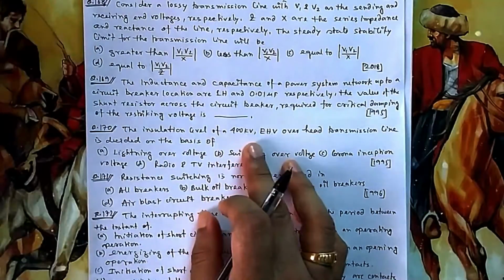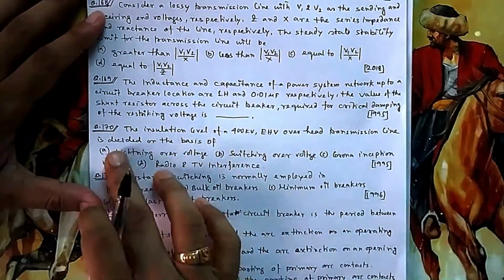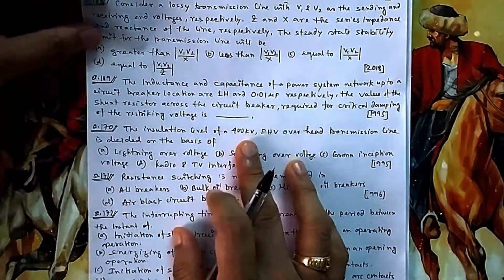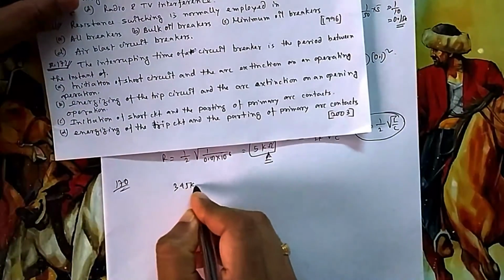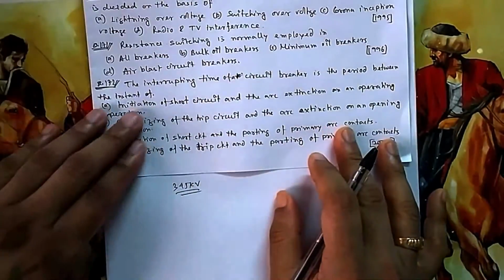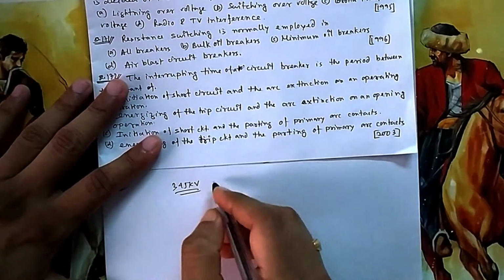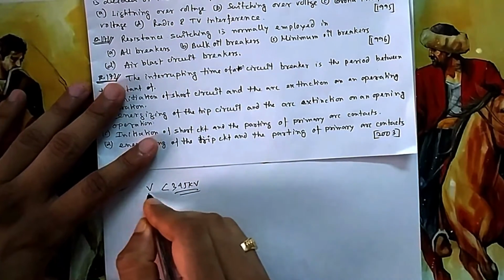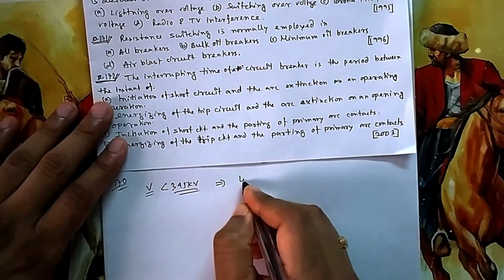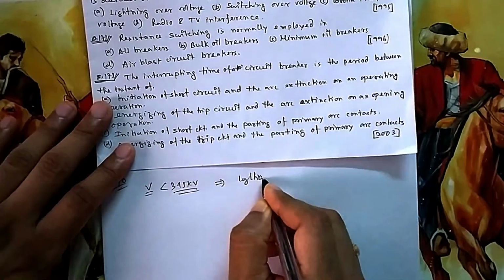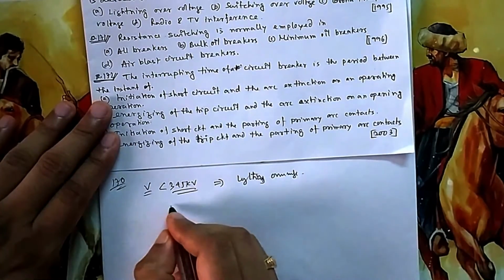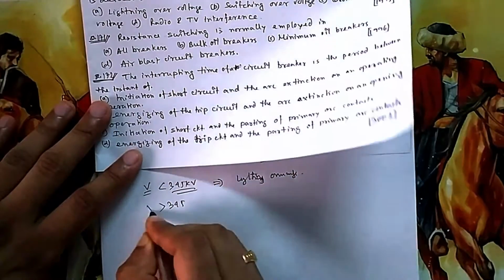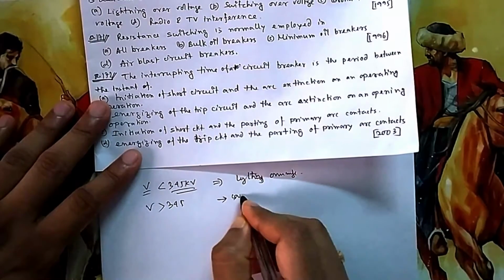Now if you come to question 170: the insulation level of a 400 kV extra high voltage transmission line is decided on the basis of what? There is a limit, that is 345 kV. If your voltage is less than 345 kV, whatever your supply voltage, then we generally think of lightning overvoltage, because lightning overvoltage is dominant here. But if you go above 345, then your switching overvoltage is more than your lightning overvoltage.